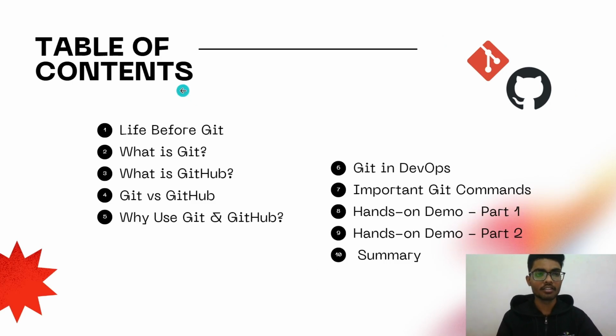So this is the table of contents where we will be covering what the exact issue was before Git, how life was then, what is Git, what is GitHub, what is the exact difference between both, then why we use Git and GitHub, then Git in DevOps because this is a complete DevOps series, and then important Git commands. Then we have a hands-on demo part 1 and part 2, and lastly the summary of the overall presentation.